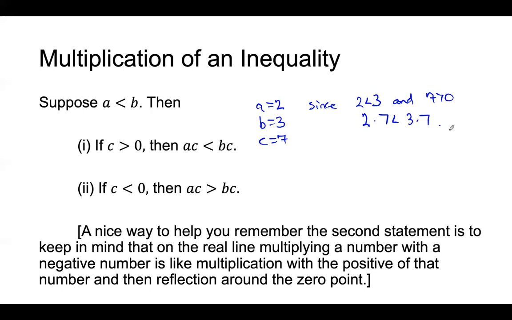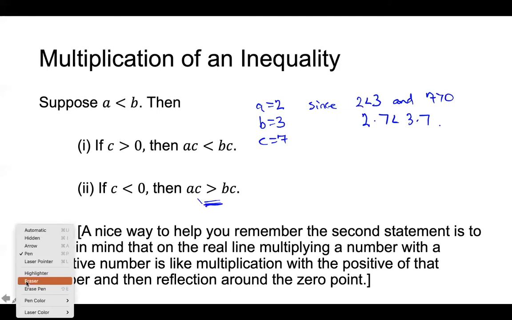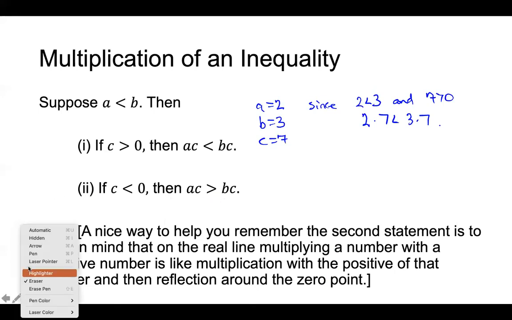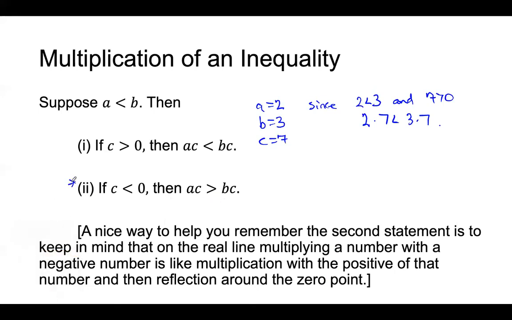What about this one? Now this second property is when C is less than 0. Notice something, that the inequality sign changes here. So I'll put a little star, because people kind of forget it. But let's see an example.